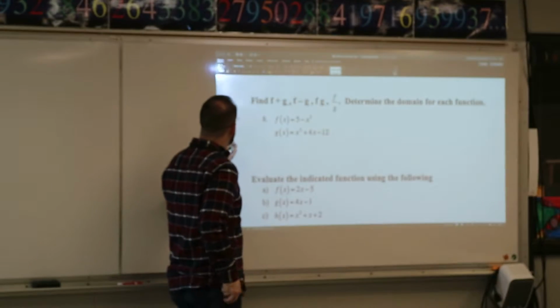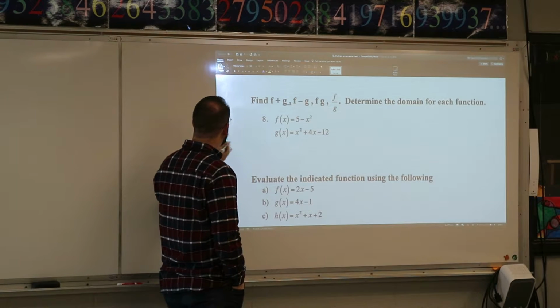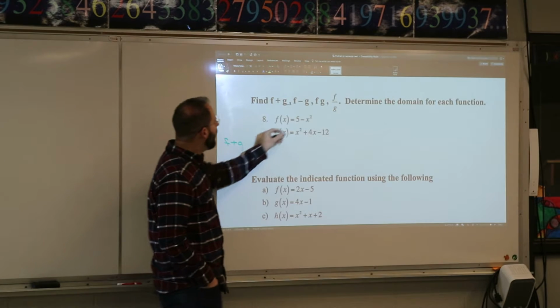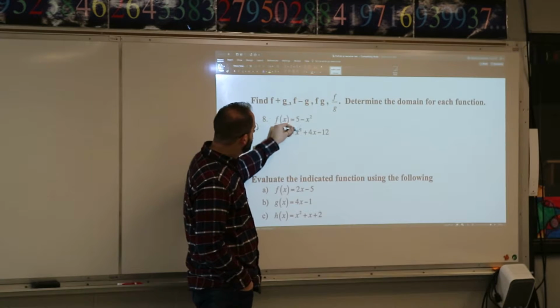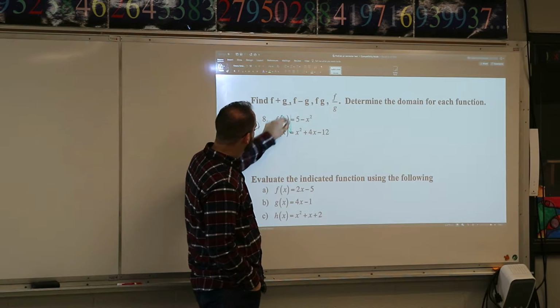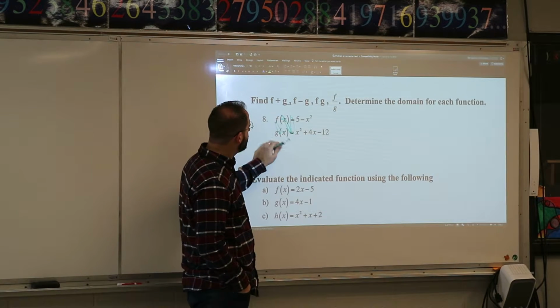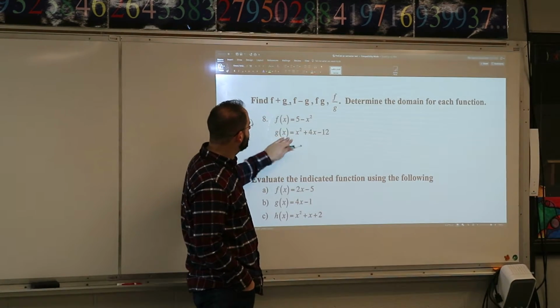So to add, this is what I would do. Off to the side, I would write this. I'm going to add the f and g together. So if you add these together, what do I need to add? Ignore this stuff. What do I add when I add these two things together? Like terms. Which ones can you add?